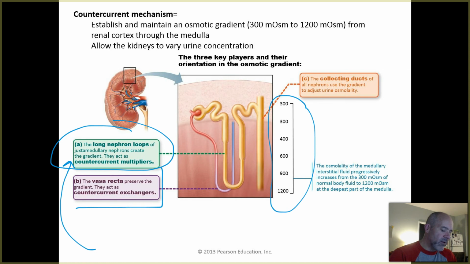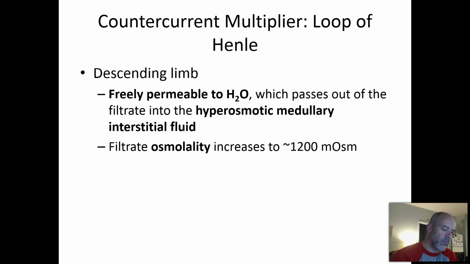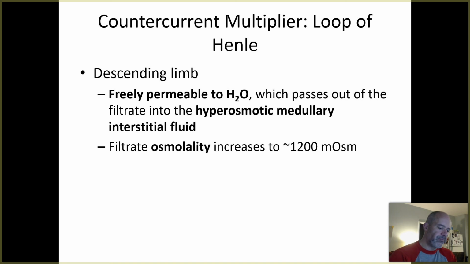Okay, and then the vasa recta, these are the capillaries, the blood vessels that are surrounding these long nephron loops of the juxtamedullary nephrons, and they're going to be involved in making sure this gradient is maintained and doesn't get screwed up. Okay, so how in the world does this work?